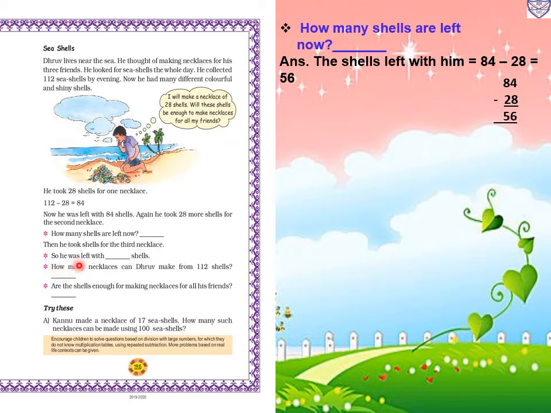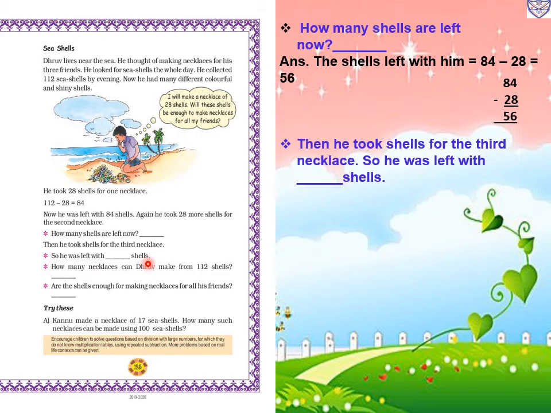So he was left with dash shells. Now for the third necklace also he took 28. So from 56 he took 28. So how many shells are left with him? So 56 minus 28. Now 6 minus 8 is not possible, so you have to borrow from 5. So this 5 will become 4 and 6 will become 16. So 16 minus 8, 8, and 4 minus 2, 2. So that is 28 shells.